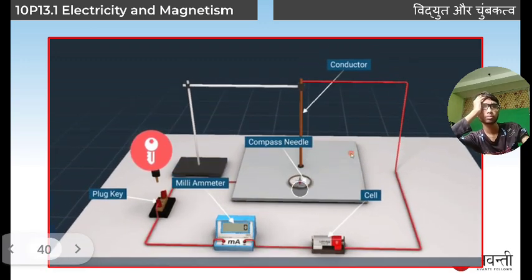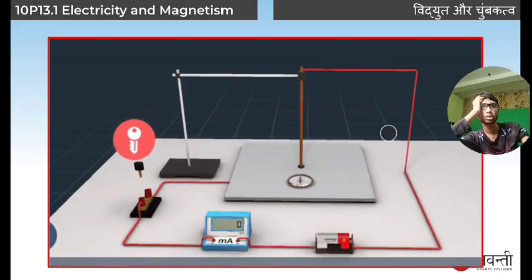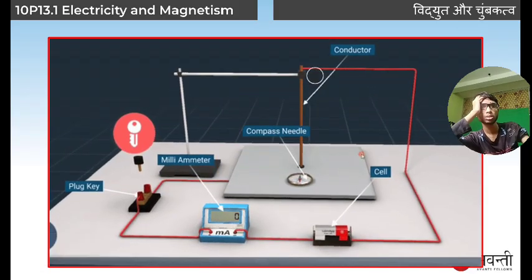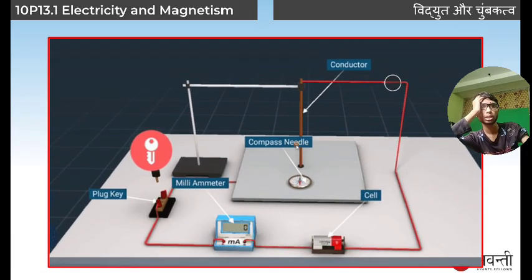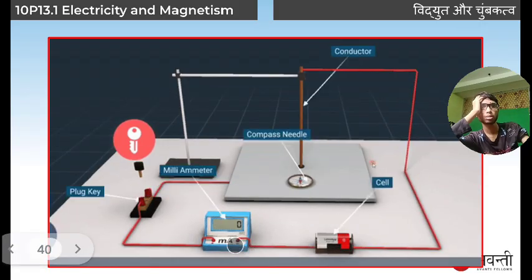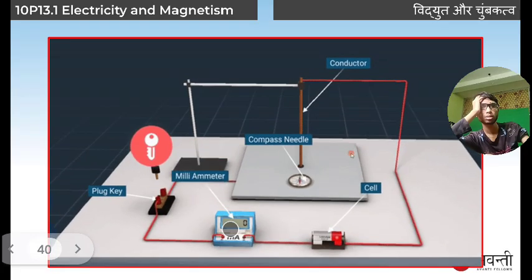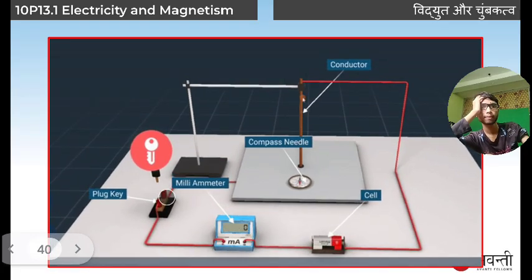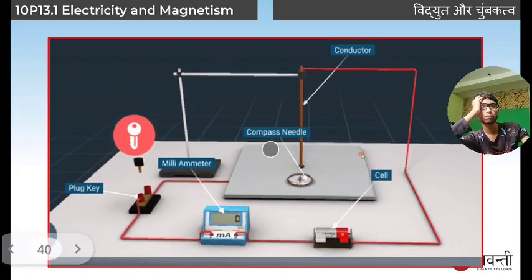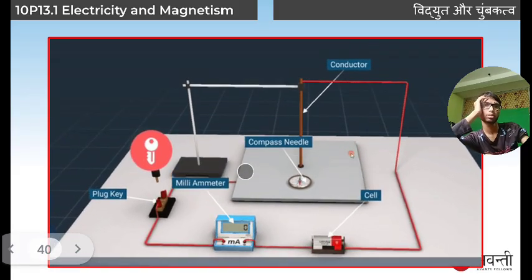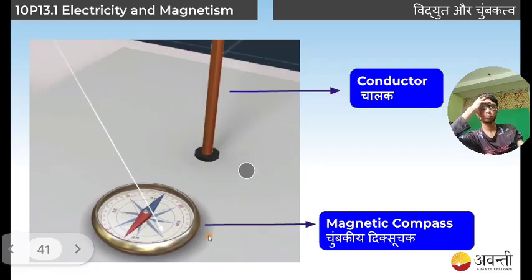Here what will happen? It is going like that. This is a conductor and it is a wire. This is the cell. When it is connected, it will find electric current. Here we have a conductor, and here we have a magnetic compass.